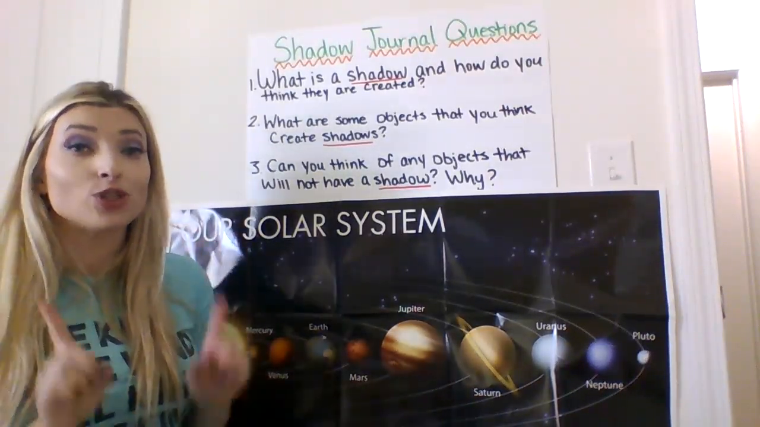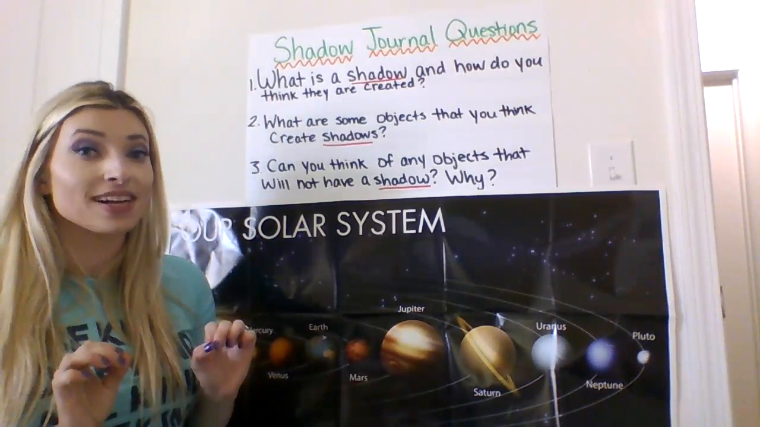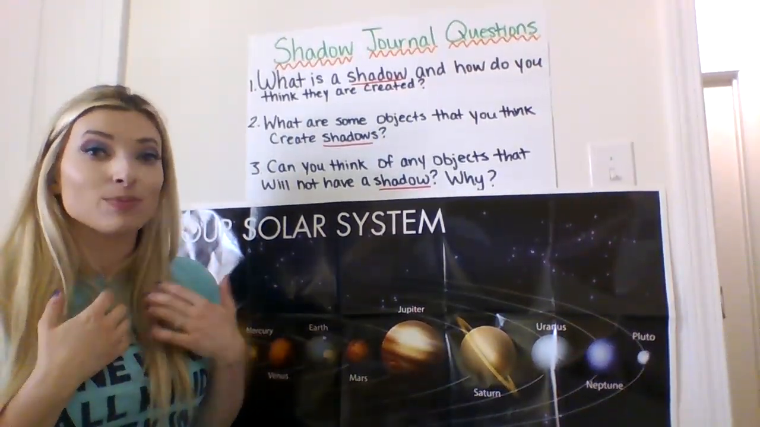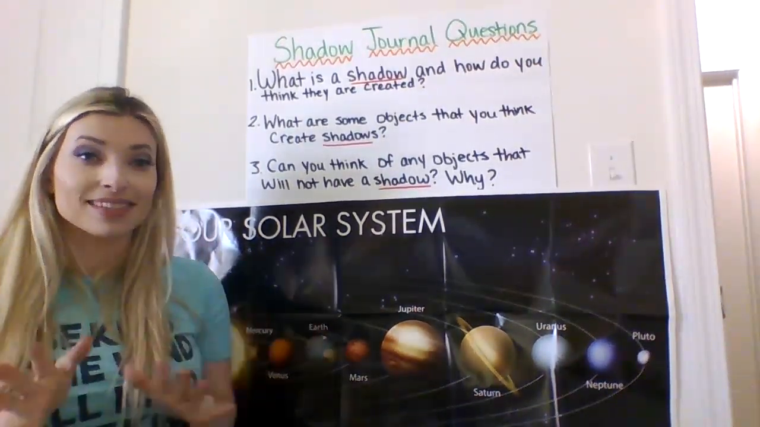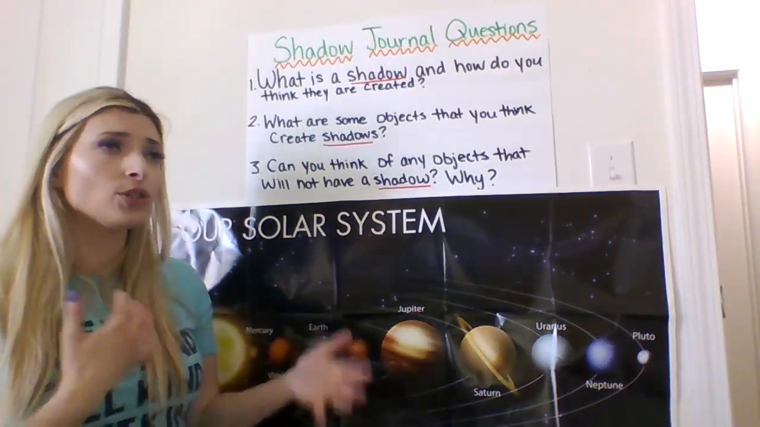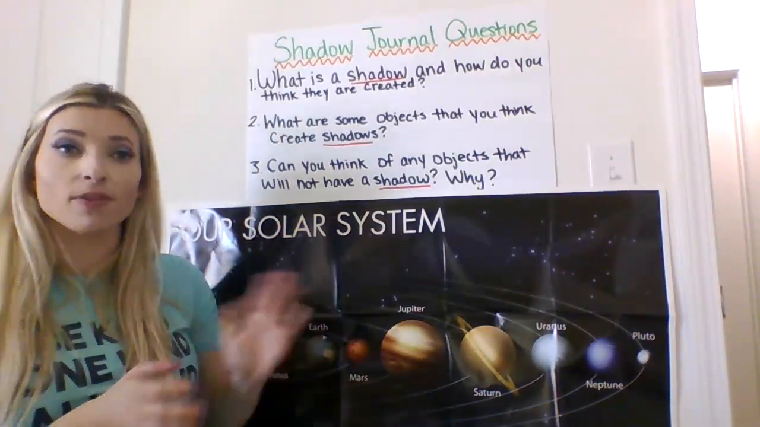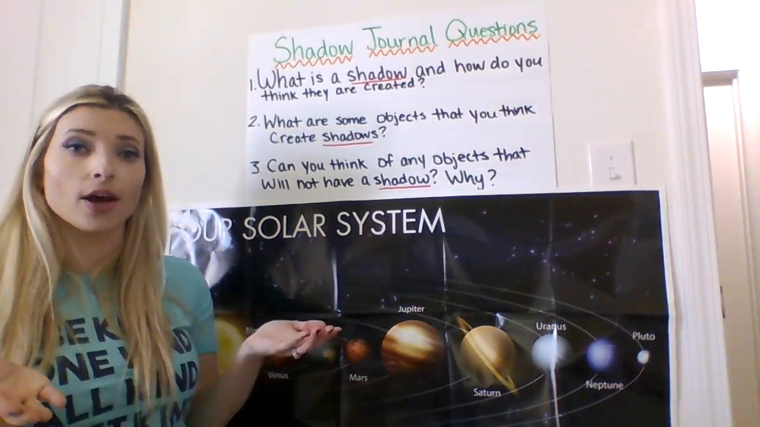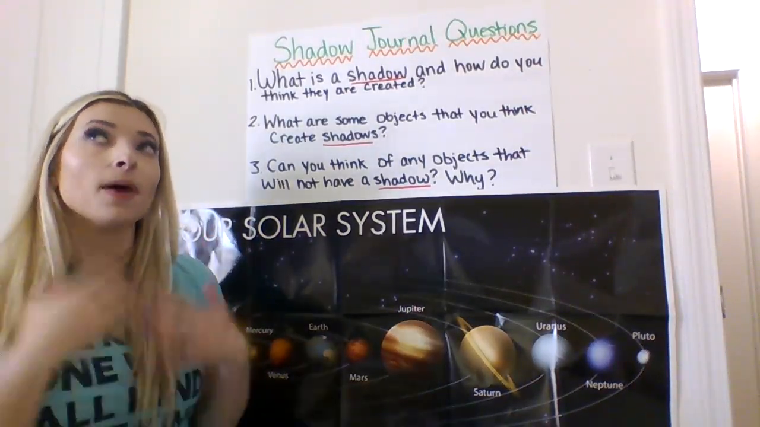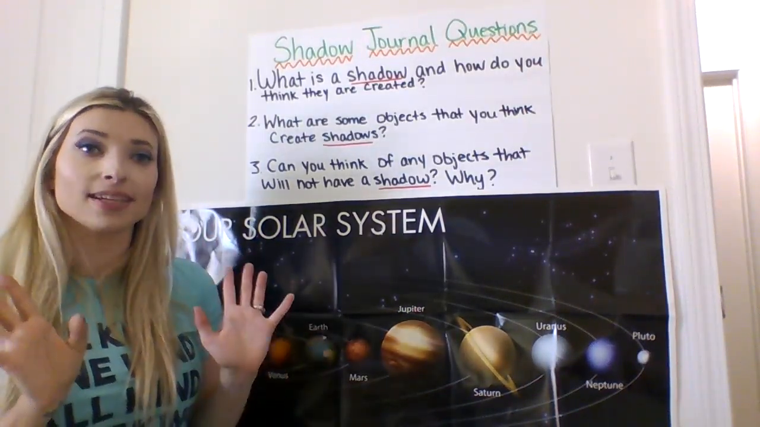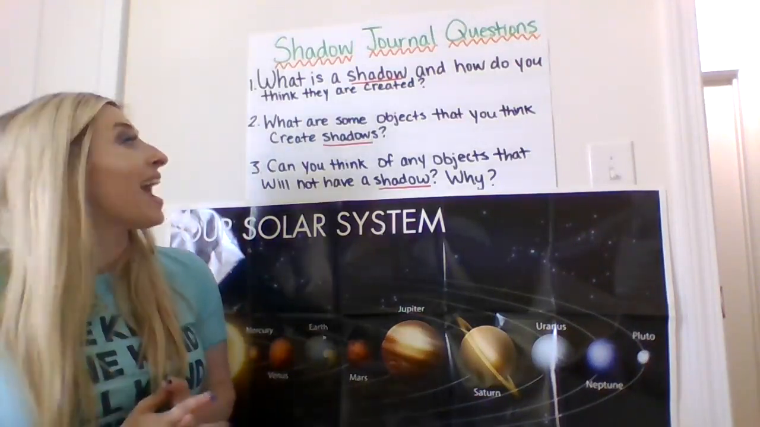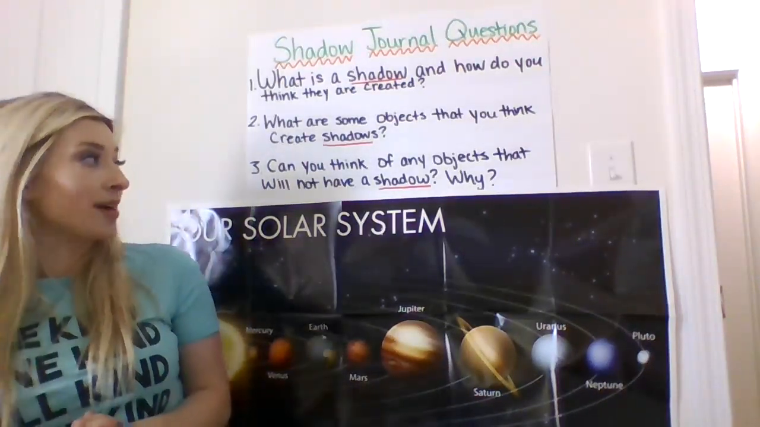So we've already mentioned one so far, and that's definitely us. Us as people, when we're walking around outside, if we walk into a dark room that has a little bit of light coming from like the hallway, we can make a shadow. But I want you to think about what are some other things, objects, that can make a shadow. And that leads into our third question.